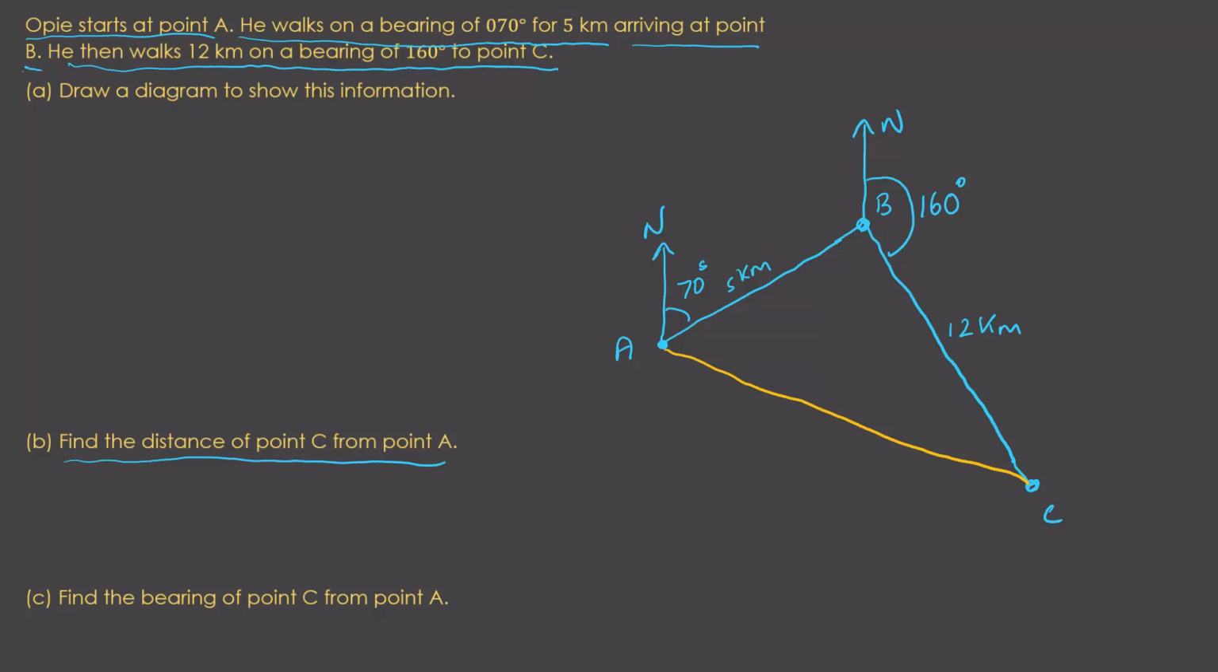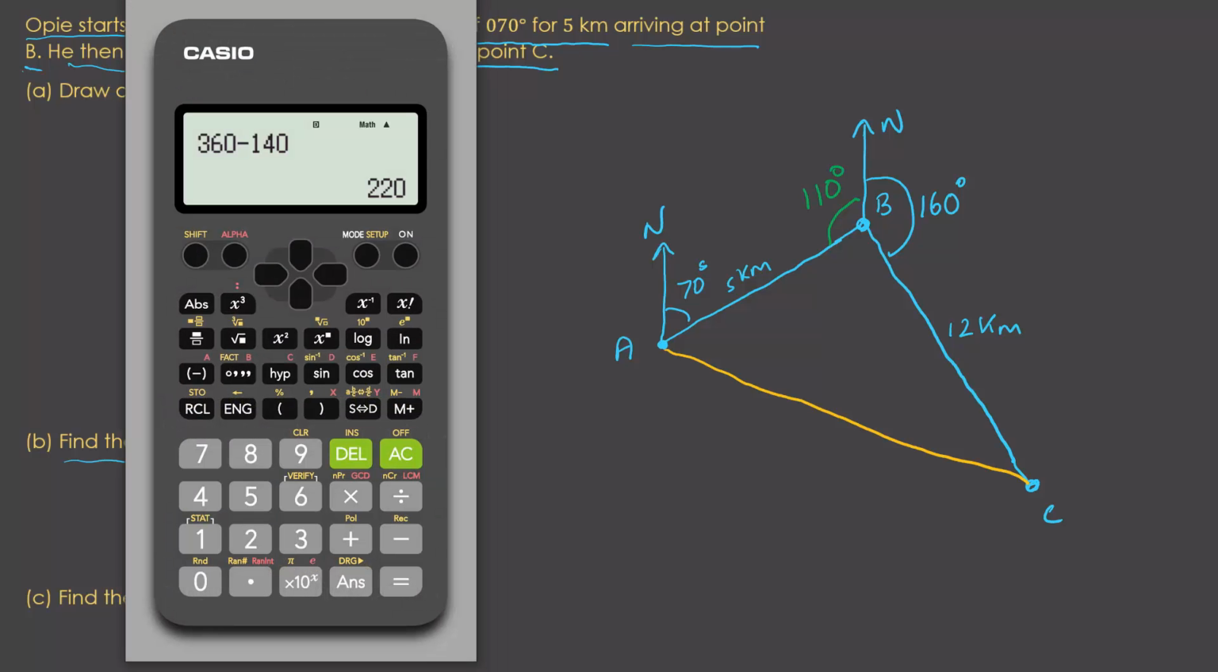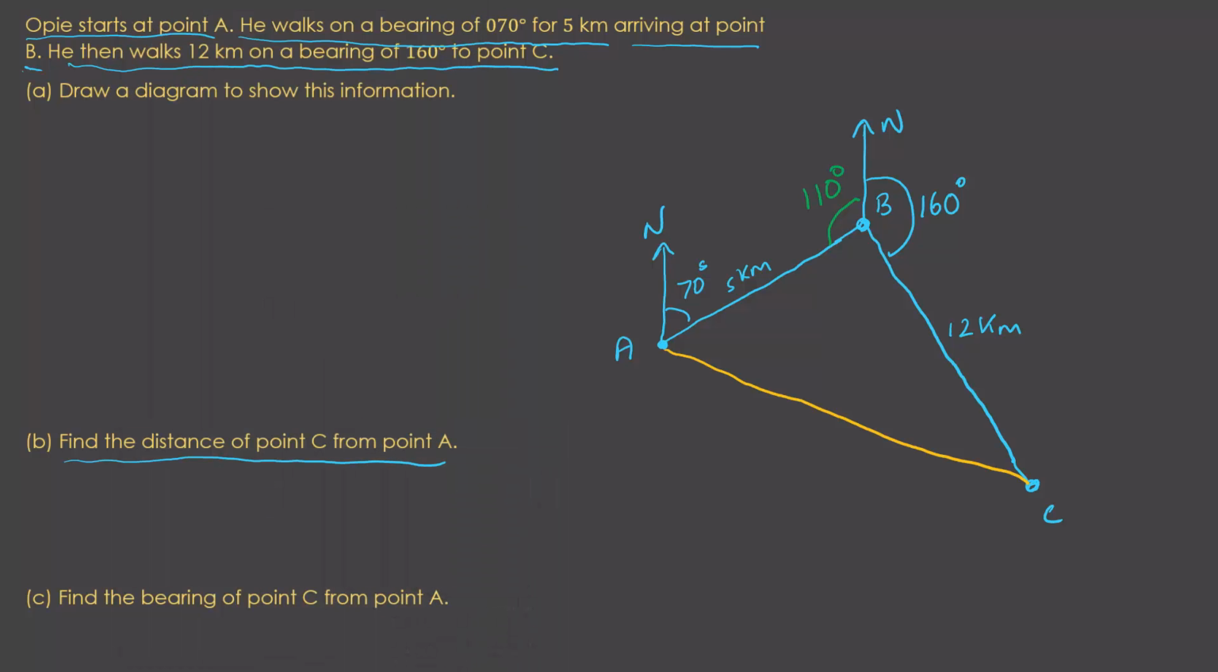Now, north lines are parallel, and therefore this angle just here must be 110 degrees. Angles around a point add to 360. 360 take away 110, take away 160, leaves me with 90 degrees. So what I have is a right-angled triangle, a RAT. And that means that we can find D using Pythagoras' theorem.